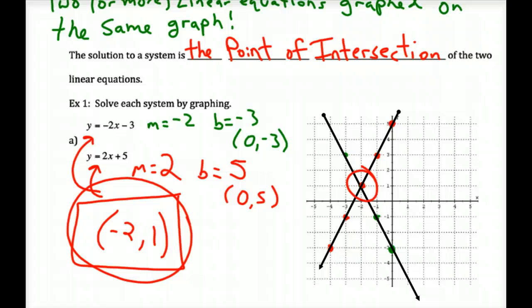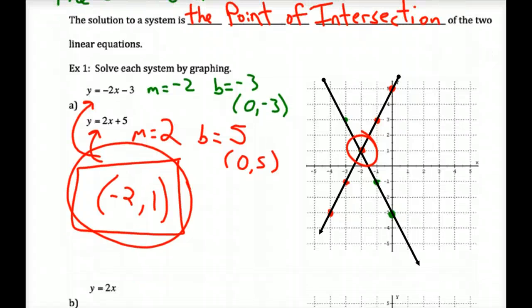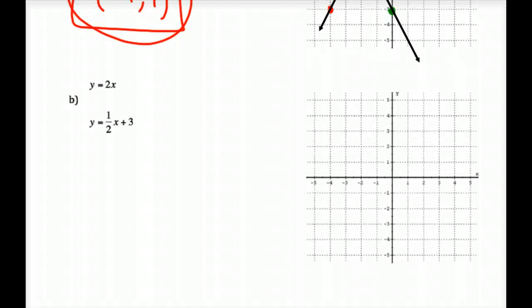All right, try that second one. Give it a shot. Jot down the slope and the y-intercept. Graph them using your straight edges. Find out where they intersect.